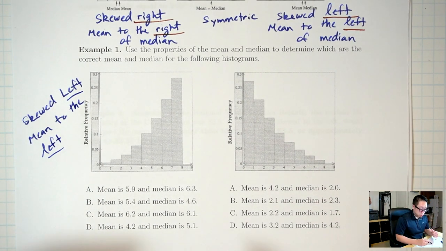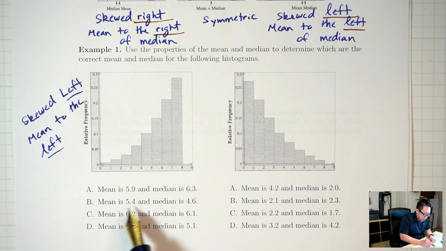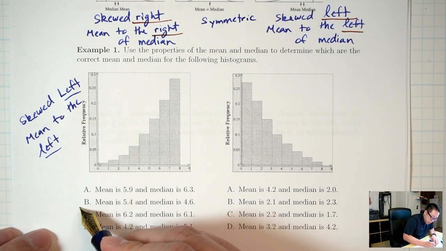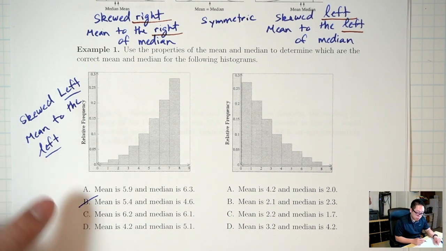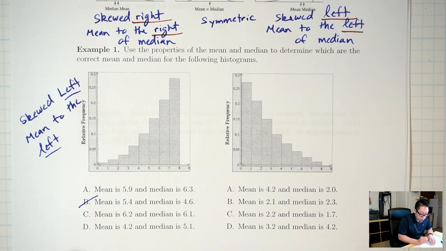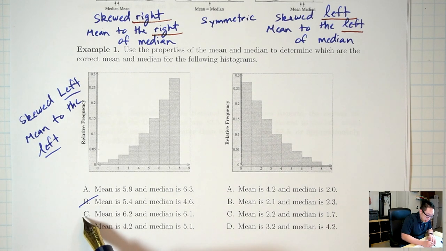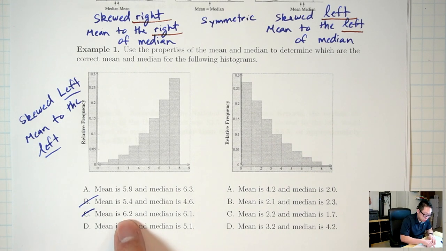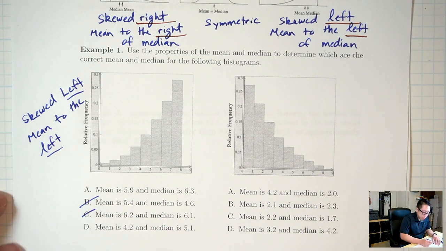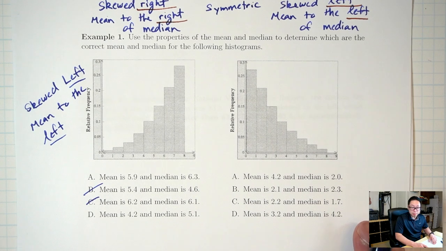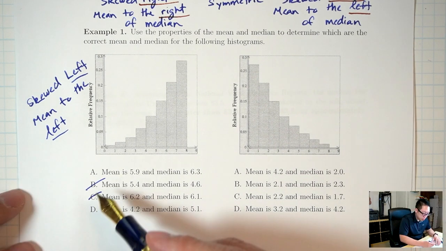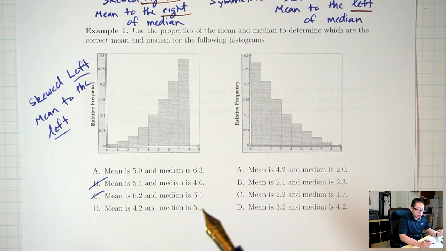So that should allow us to rule out two of these choices. So look at B. Mean 5.4, median 4.6. Okay, in this situation, mean is not to the left, right? 5.4 is to the right of 4.6. So it can't be B, because I expect the mean to be to the left. And we can also rule out part C. Okay, 6.2 is to the right of 6.1. So now we're down to part A and part D, or choice A and choice D. So to figure out between A and D, think of the mean. Oh, okay, let me back up.